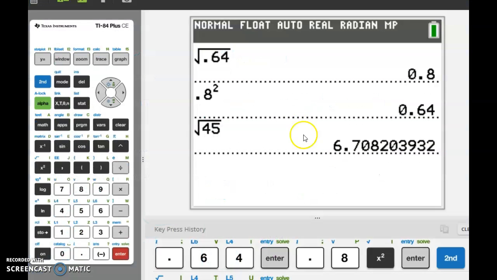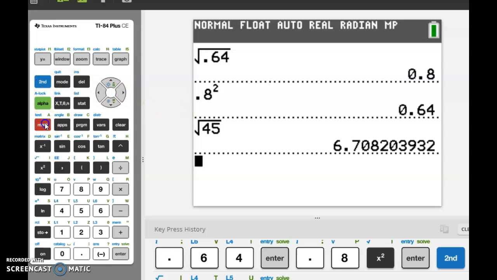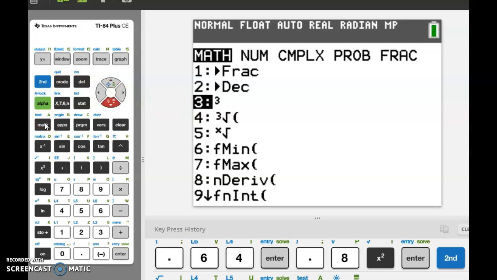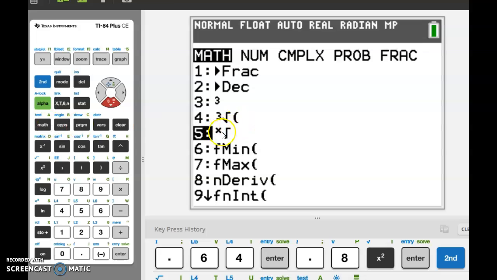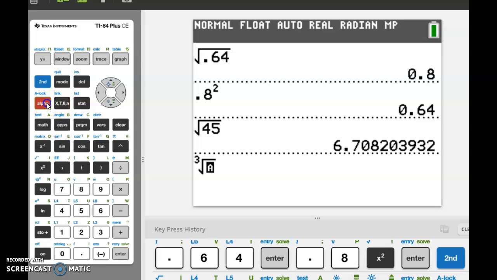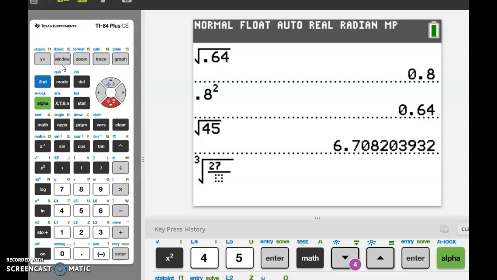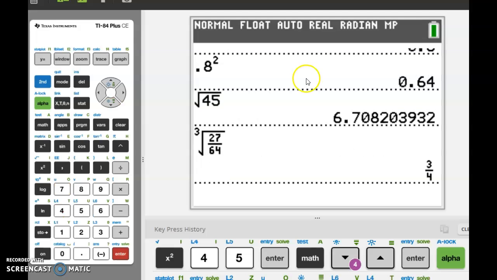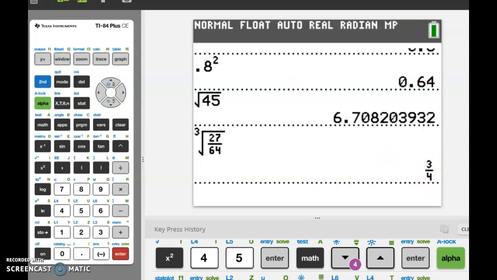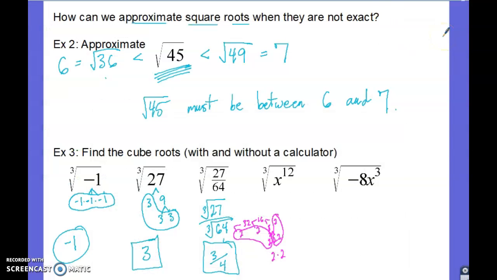I did want to show you the calculator, though, because it's under the Math tool. It's the 4th option down. And by the way, you could do the 4th root. You just have to go to the 5th option and hit the number that you want. But we just want the cube root. And under alpha y equals, I can make a fraction and actually type in 27 over 64, and it spits out the correct answer, 3/4. So just giving you a heads up that you can use a calculator moving forward on that.